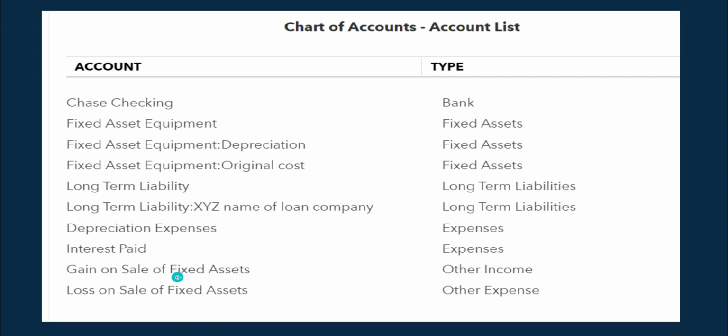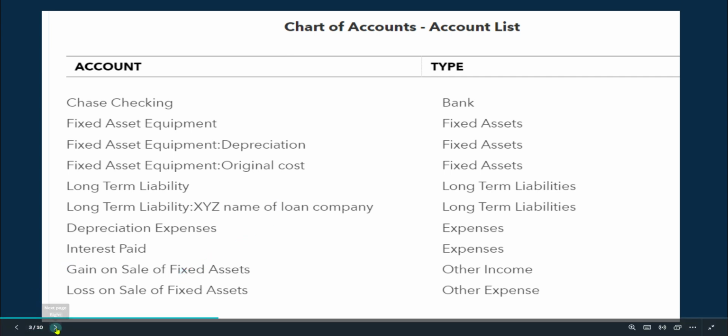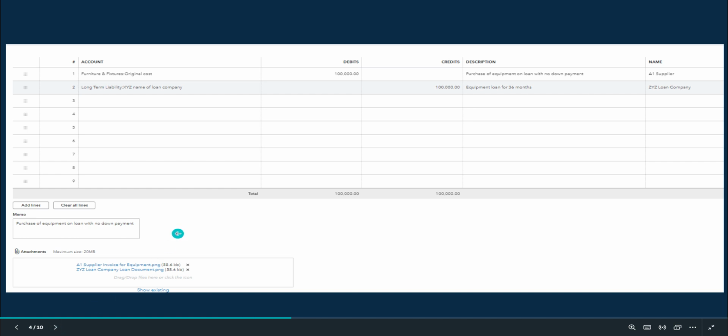Okay, so I'm just going to go to the entries now. This is the fun part. This is the debit and credit side. The first one is the equipment. It says furniture, but it's not furniture, it's the equipment. In your case, it would be equipment.